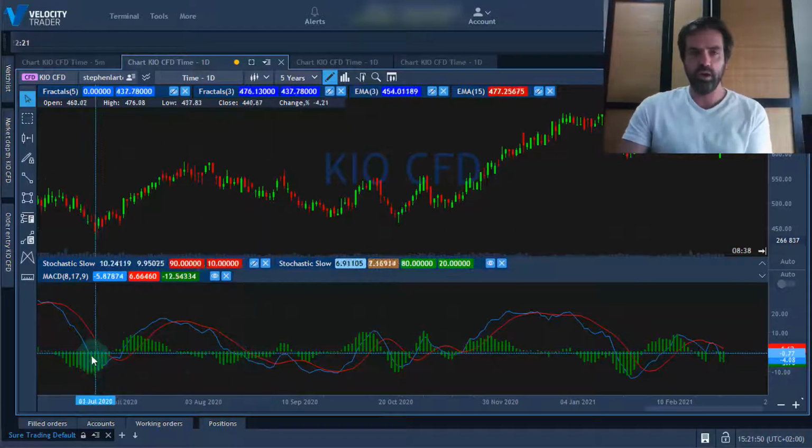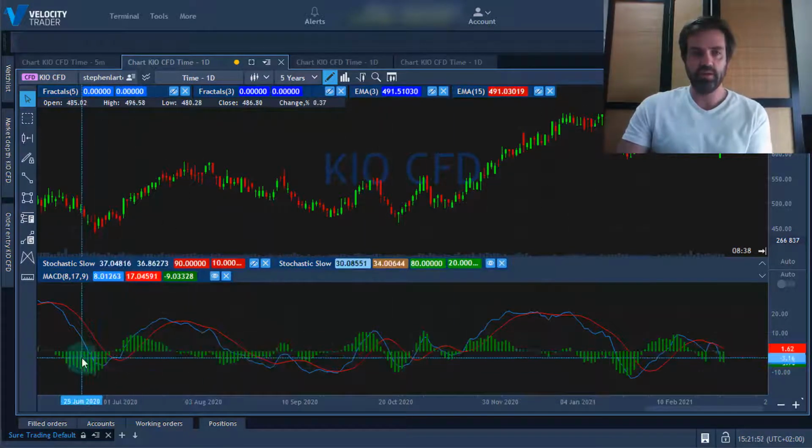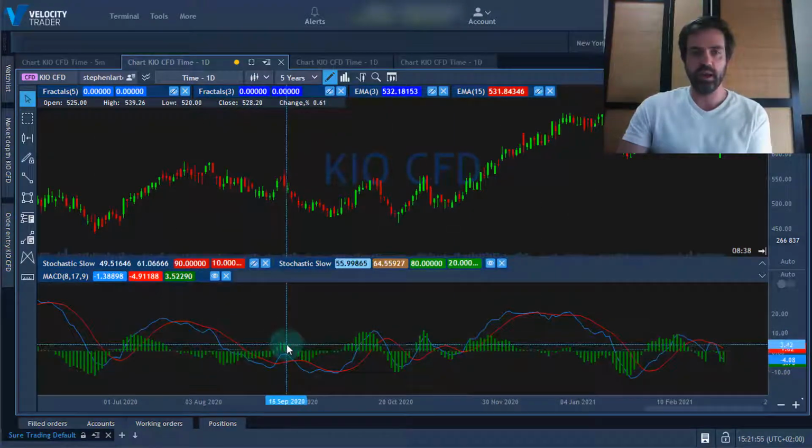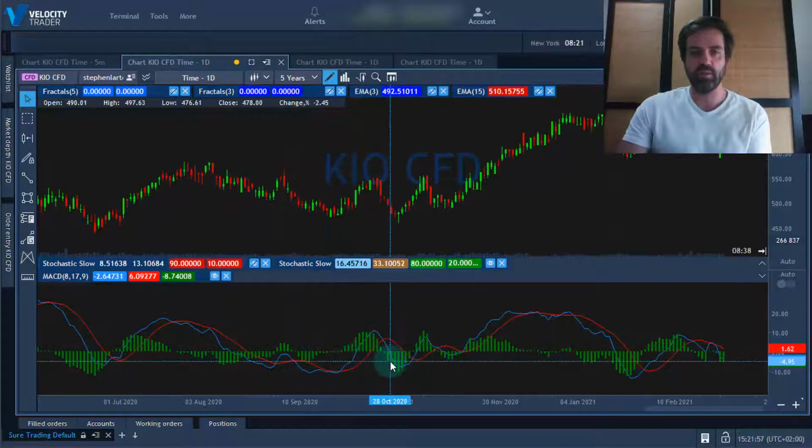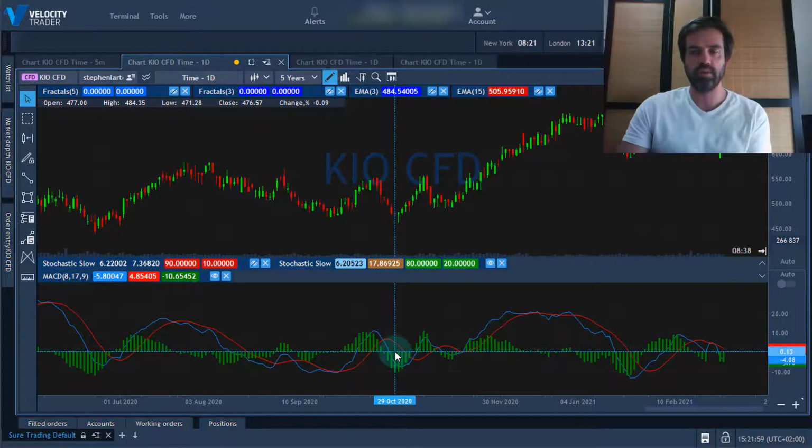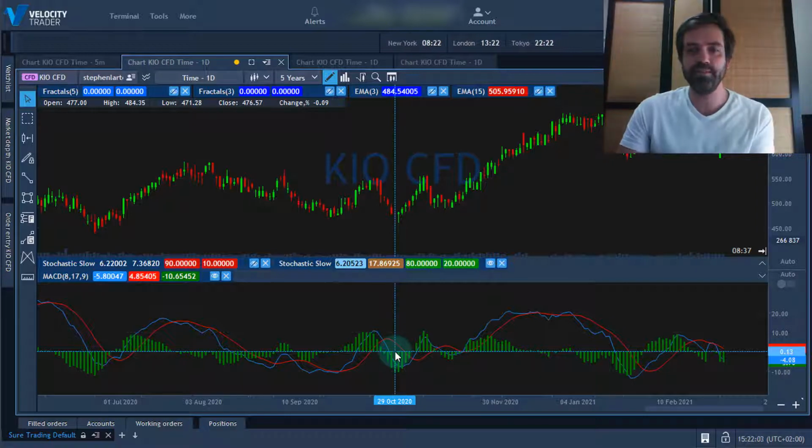So if you just look quickly at the MACD, you can see which direction the market is trending in by seeing where the histogram is, whether it's above or below the center point over here. So that's the MACD.